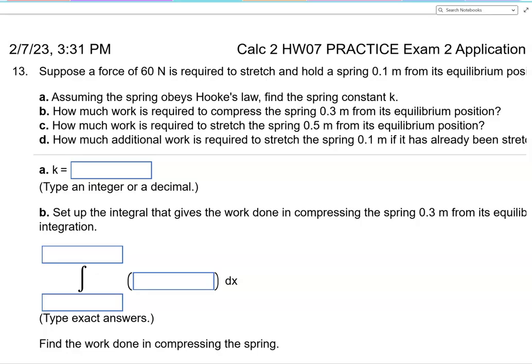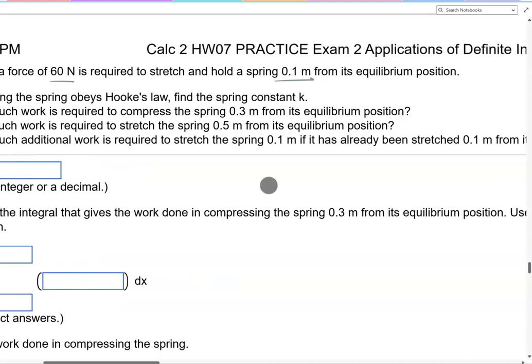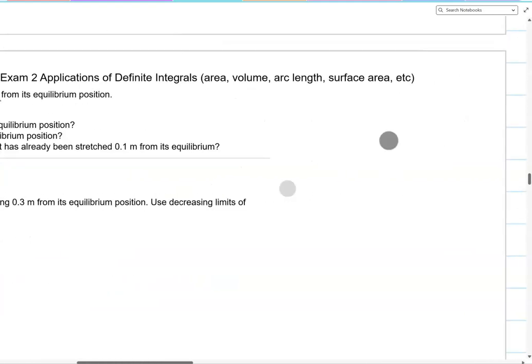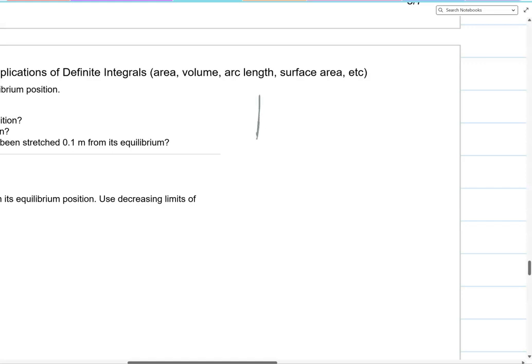On number 13 of our practice exam in MathXL, we're told that a force of 60 newtons is required to stretch and hold a spring 0.1 meters from its equilibrium position. Just to be clear here, I'm going to draw this horizontally so we don't have gravity at play. If I've got a spring attached to a wall and I don't have any pressure on that spring, this position is what we would call its equilibrium position, wherever this is in terms of x, if x represents the distance from the wall.